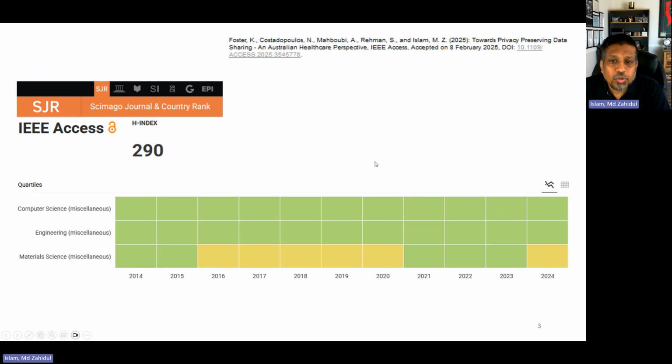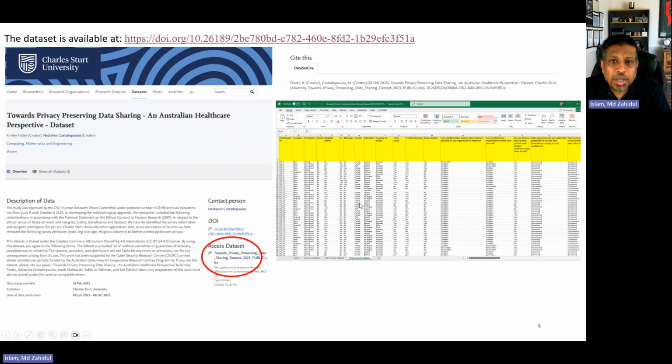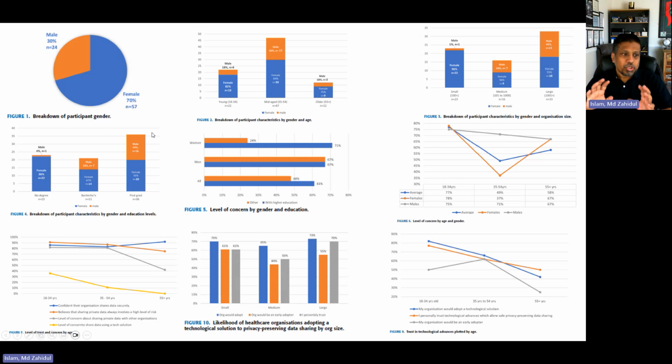Now, if I go back to the slides again, okay, so this is where I was. In addition to sharing the dataset, we have also done some initial data analytics on that. For example, the percentage of male respondents and participants as opposed to female, and the breakdown of participant characteristics by gender, how many male and female young respondents, mid-aged and old-aged, and so on. So, demographic information.